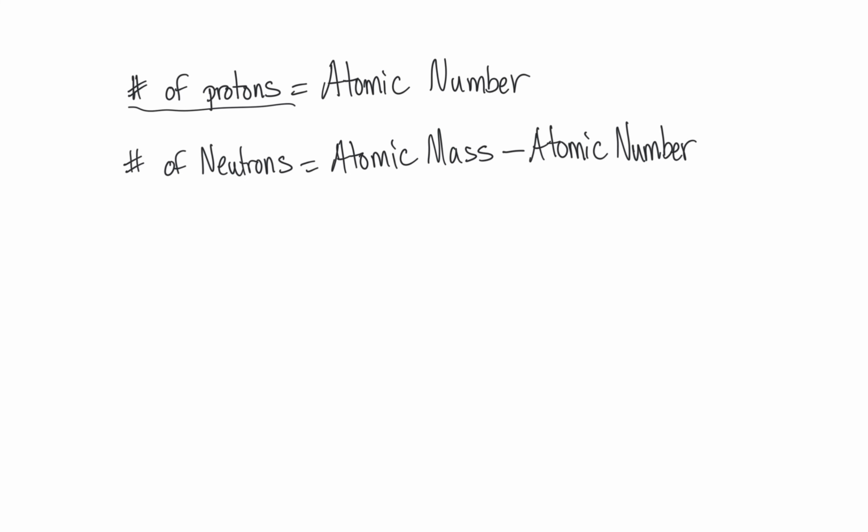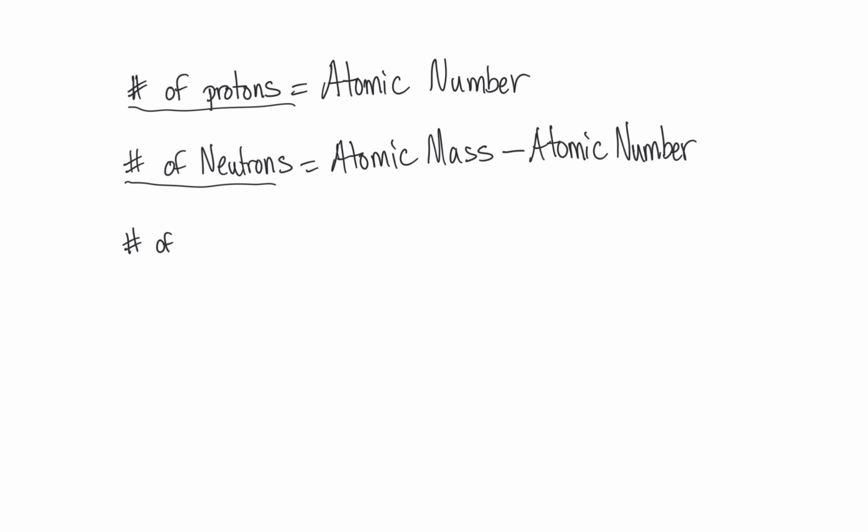So for carbon, the atomic mass is 12, and the atomic number is 6, then there's 6 neutrons. 12 minus 6 is 6. If the atomic mass of carbon was 14, and the atomic number was 6, well, 14 minus 6 would give you 8 neutrons. So atomic mass minus atomic number gives you the number of neutrons.